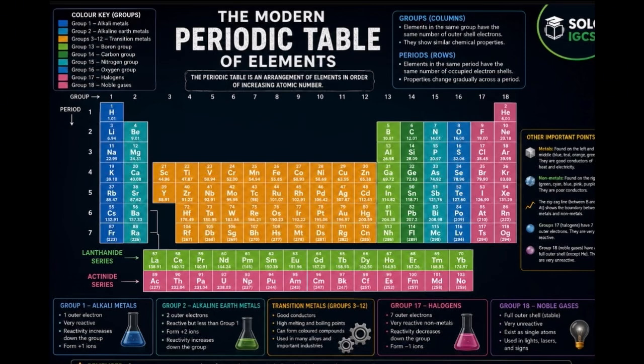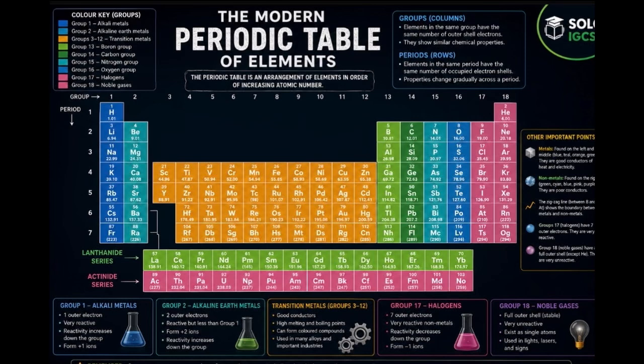Now here's an extremely useful exam idea. The group tells you the number of outer shell electrons, while the period tells you the number of occupied electron shells. So for example, if an element is in group 1, period 3, it has 1 outer electron and 3 occupied electron shells. And that's the pattern behind the entire periodic table.